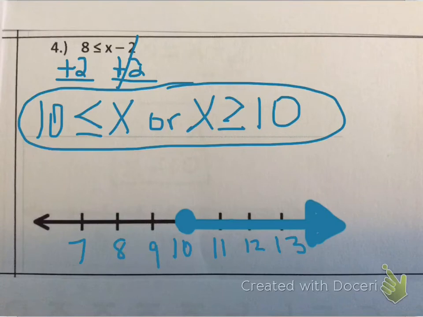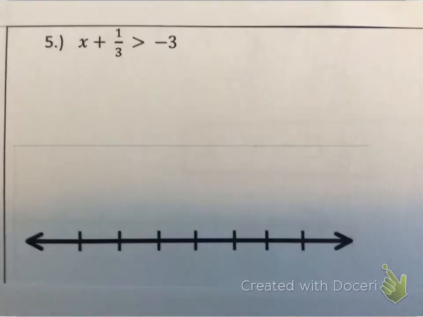Okay, next problem, we have a fraction. Do not be afraid of the fractions. Okay, you're just going to solve that just like you would any other equation. X plus 1/3 is greater than -3. Okay, 1/3 is a fraction that I feel like you should be able to do in your head. If you wanted to change them to have common denominators, you can. I'm going to show you both ways.